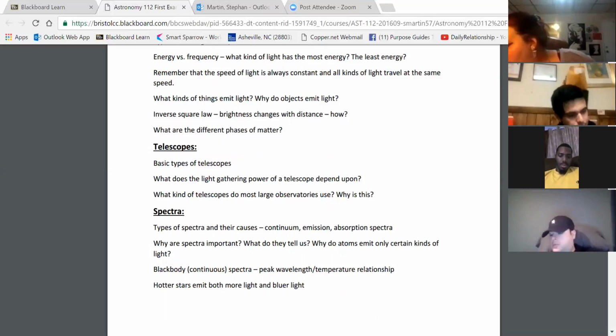Okay, phases of matter, just know that as things heat up, they go from solid to liquid to gas, and then finally the hottest phase of matter is plasma, right? And so the sun and stars are made out of plasma. They're too hot for a gas, too hot for a liquid, too hot for solids. Okay?